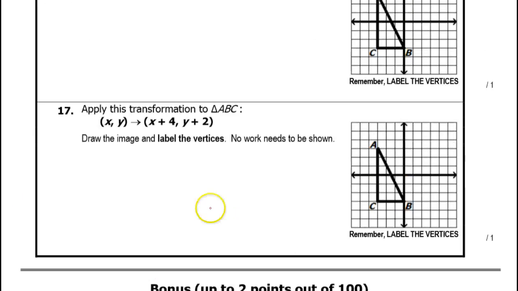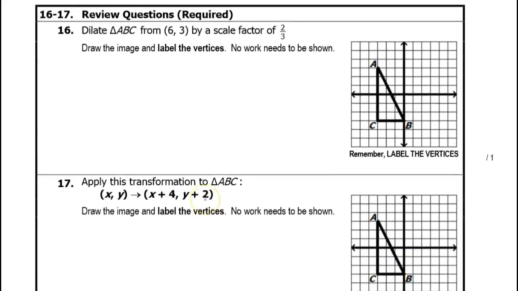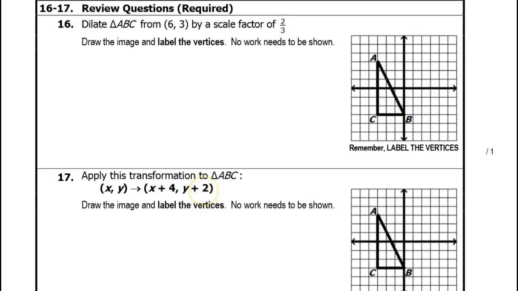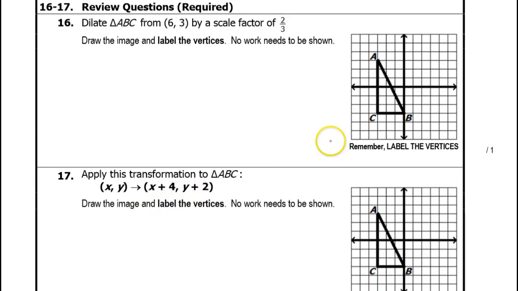But if you're in my actual class, and maybe you're doing recovery because you didn't do well enough on this test and now you need to retake it, then you might want to see these last two review questions as well. So you can just keep on watching. So let's see. Dilate triangle ABC from the point (6, 3) by a scale factor of 2/3.